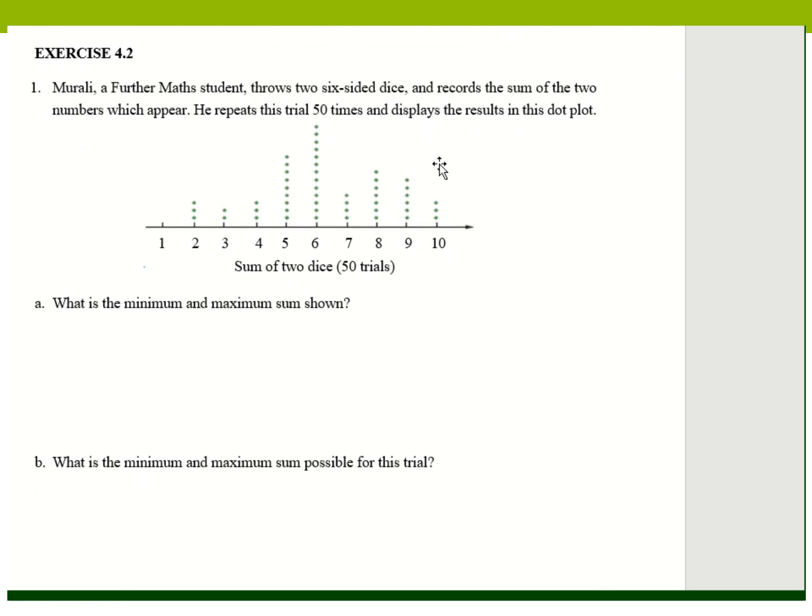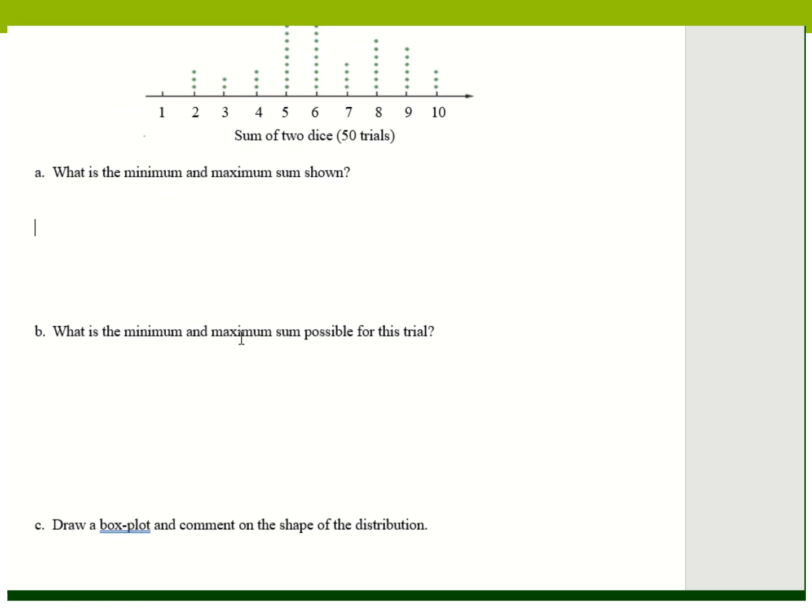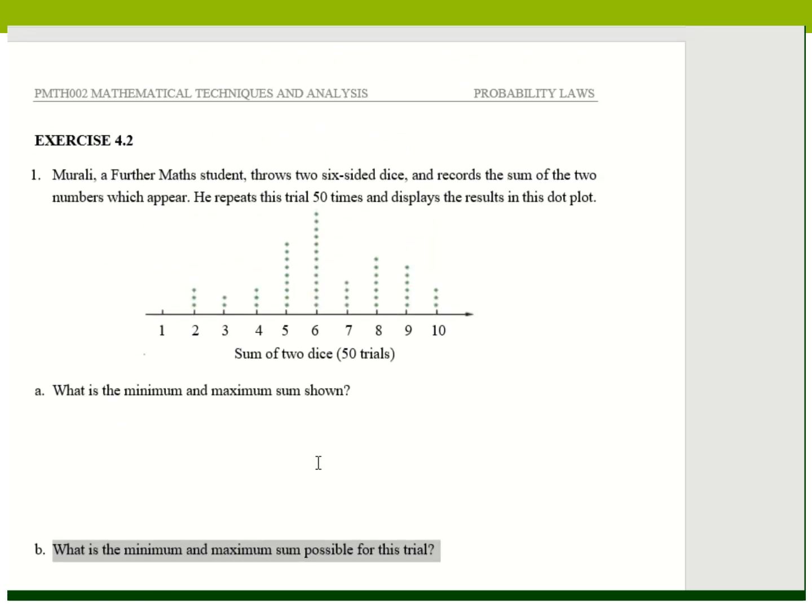So this, they have given you here a dot plot. So what is the minimum and maximum shown? So what is happening here? It's a 2-sided dice that you are going to basically roll. Okay, so the minimum in this question is 2, the maximum is 10. Okay, what is the minimum and maximum sum possible for this trial? Possible means what it could have been. This is the experiment value. That means in the experiment, the minimum was 2 and the maximum was 10.